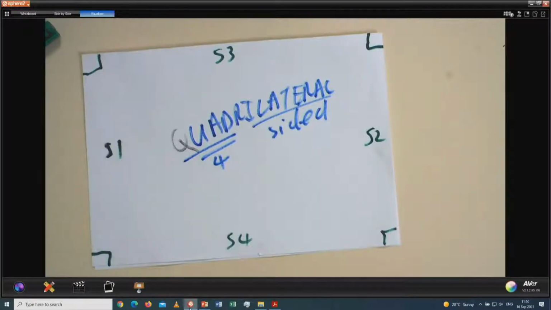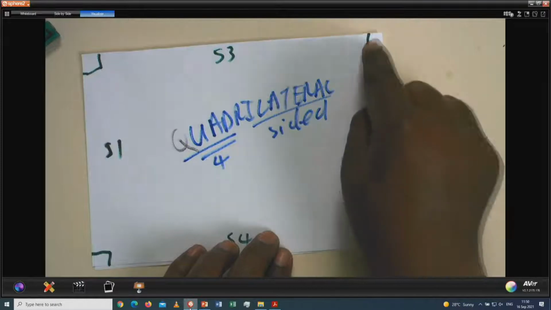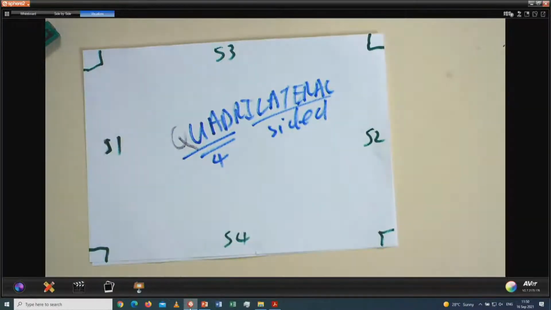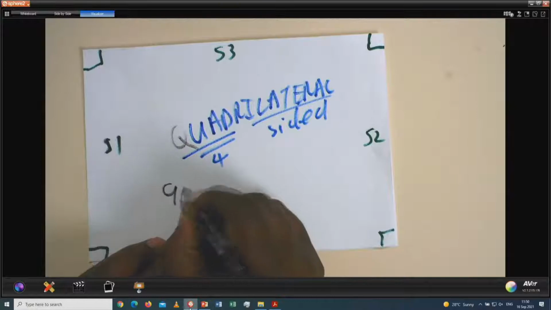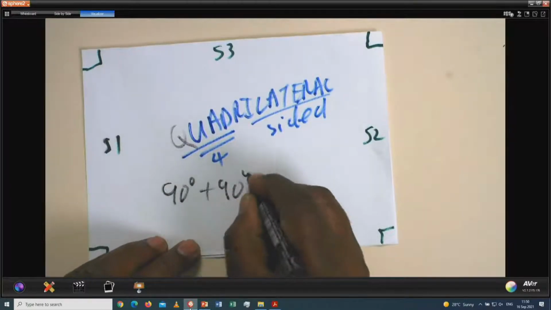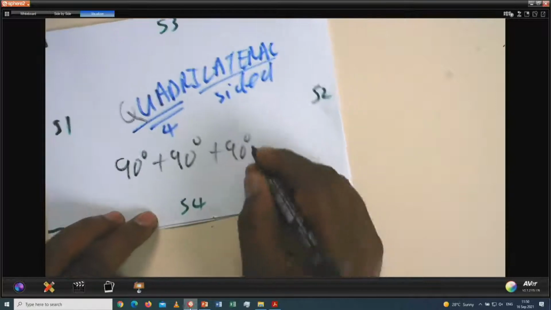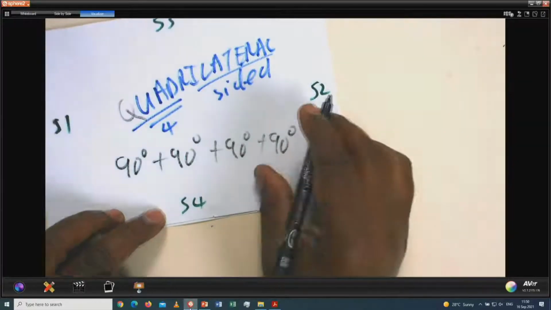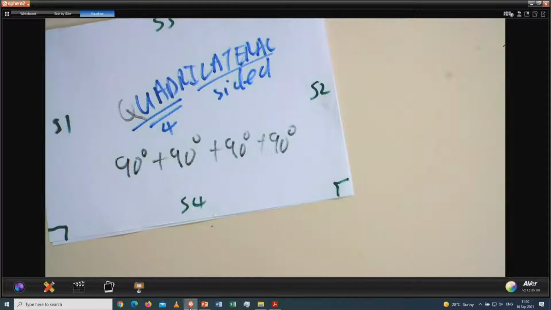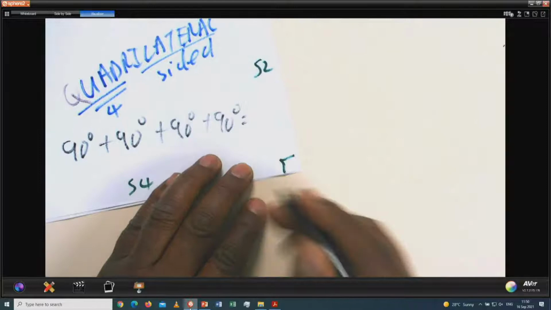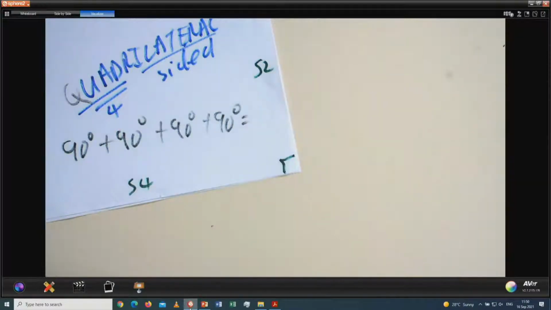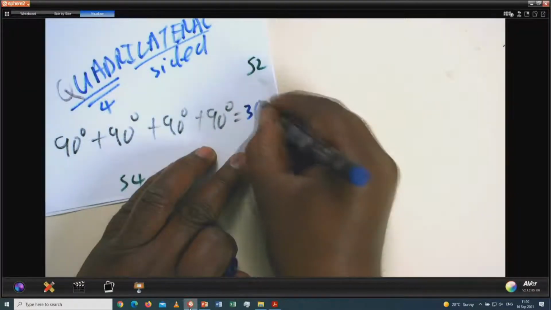What else can you say about this figure now? When you add all the angles of this figure, how much will they give you? The first angle is 90 degrees, another one 90 degrees, the third one 90 degrees, the fourth one 90 degrees. When you add them, combining all of them, what do you get? Yes, 360.